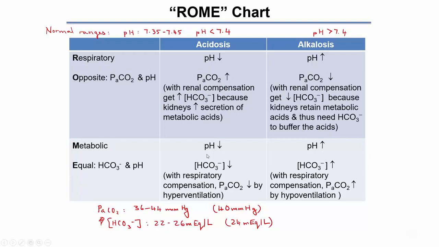For metabolic acidosis, again, how do we know it's acidosis? pH less than 7.4. For metabolic acidosis, it means we have more of the other acids. So let's draw this again, over here, this little part.